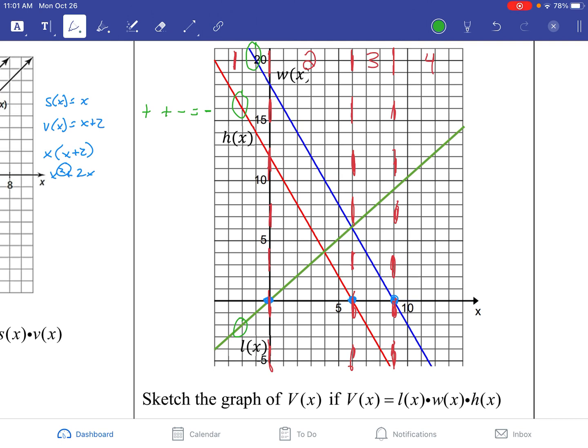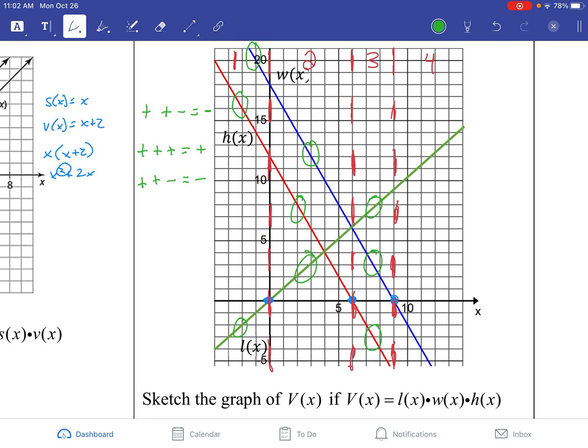Next, for the second region, we have a positive and a positive. And that means positive times positive is going to equal a positive. For the third region, we have a positive and a negative, which will give us a negative number.